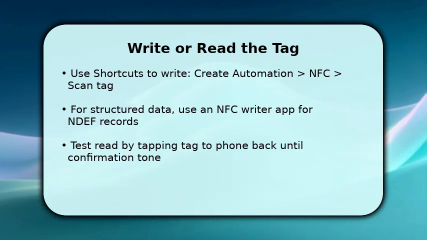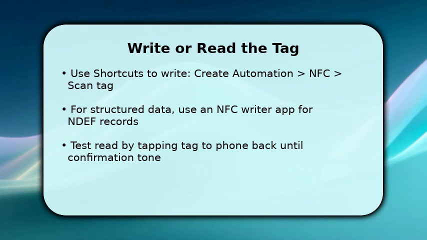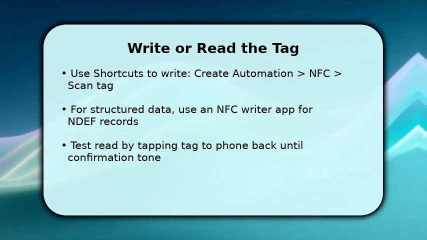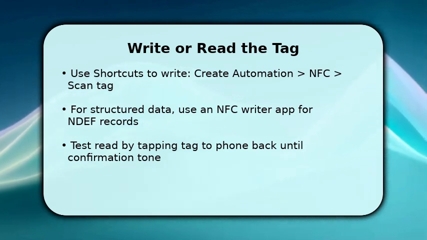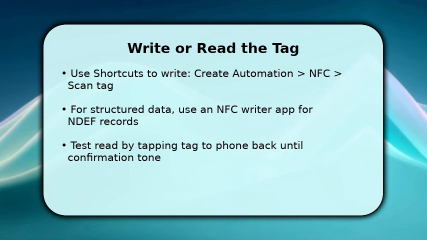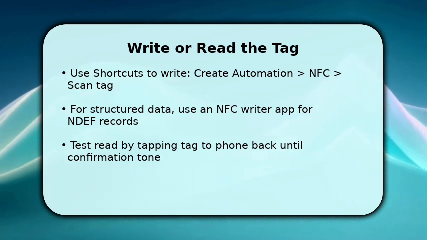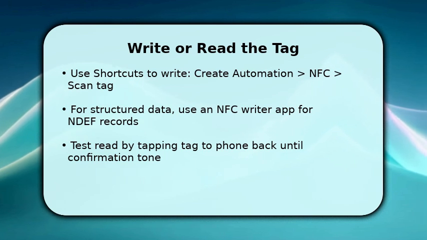Next, choose whether to read or write. To write, quick actions, open Shortcuts, pick Automation, tap NFC, scan the tag, then add actions triggered by that tag. For structured NDEF records, URLs, vCards, or text, use a dedicated NFC writer app. Select NDEF type, enter payload, and write.